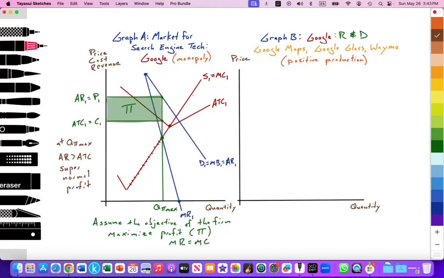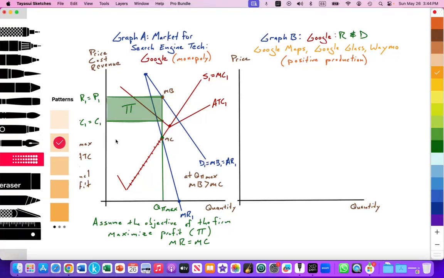Okay, so here we just reviewed how to draw this. In addition, we should also be able to see and identify a few other things. So at Q1, or at quantity profit max, some additional notes, we can see that marginal benefit is greater than marginal cost. Here is marginal benefit. And here's my supply curve, so here's my marginal cost. So there's an underallocation of resources to the production of this good versus what is desired by society.